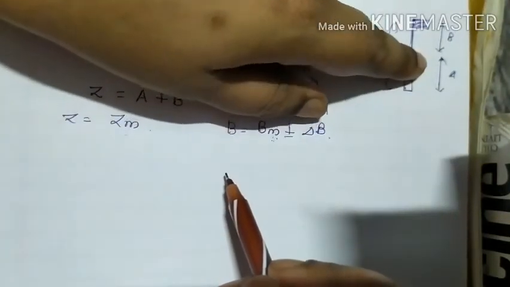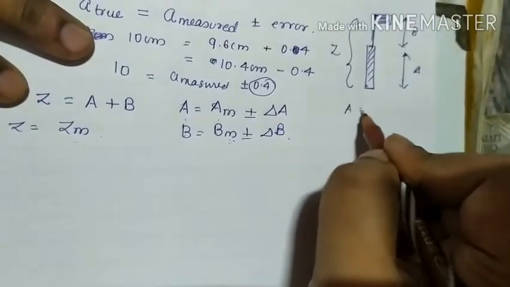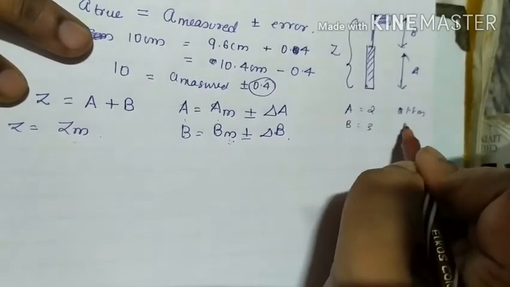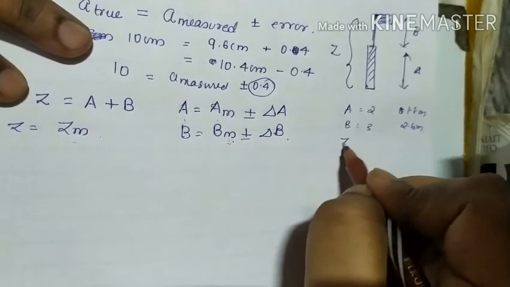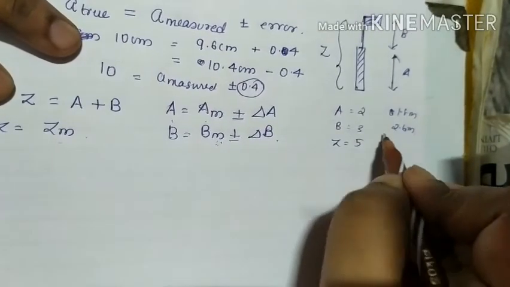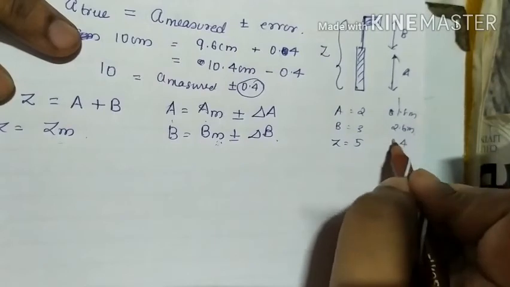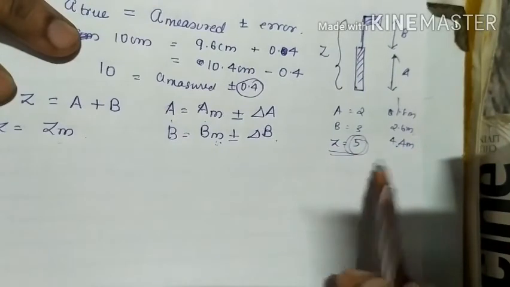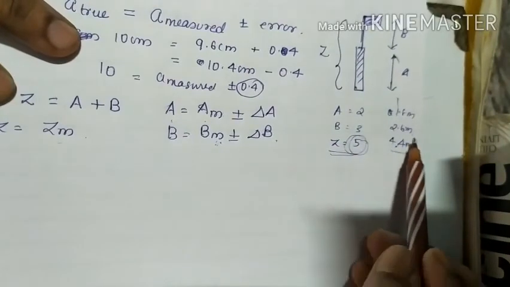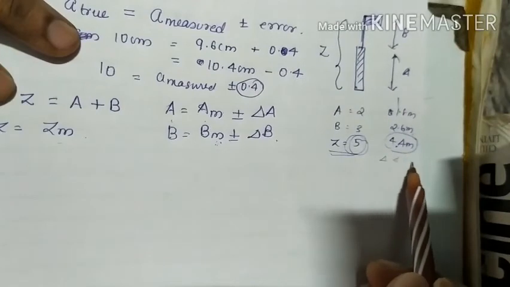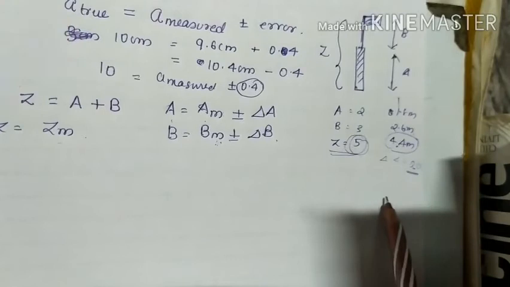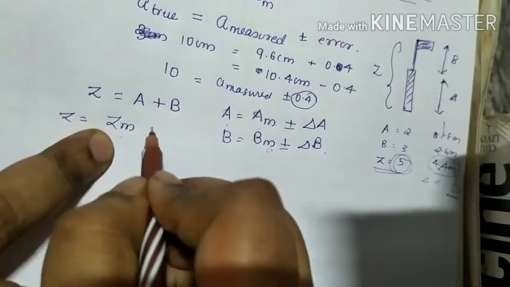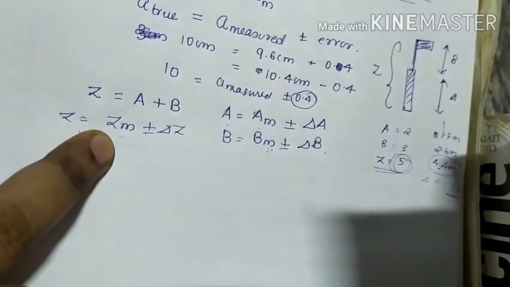ZM. See, I had a pen or a scale. Suppose A's true value is 2 meter, and I took it as 1.8 meter. B's actual value is 3 meter, and I took it as 2.6 meter. Means Z is supposed to be 5 meter. But I get the measured Z as how much? 4.4 meter, right? So for Z, this 5 is its true value, and this is my measured value, 4.4 plus 0.6. So there is a 0.6 error. Similarly, Z, which is the true value, is equal to the measured value of Z plus or minus the error which is happening in it.